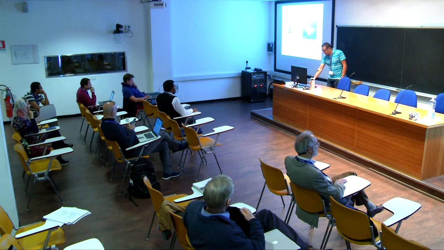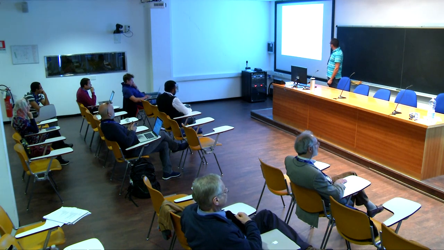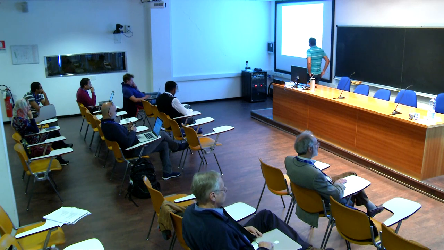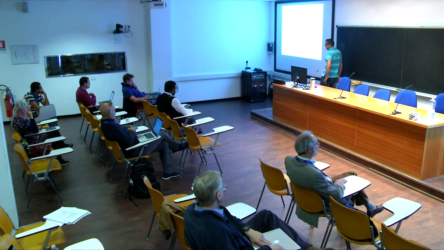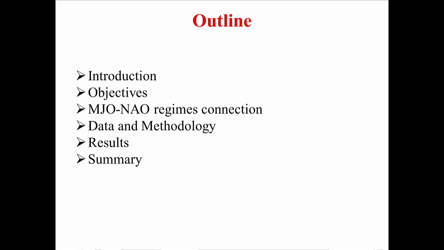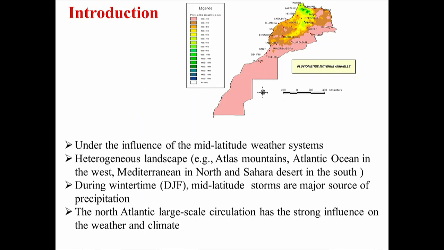So I will spend a lot of time talking about our understanding of this MJO and NAO regime connection, and I will also present some preliminary results that we have just produced recently. Let me first talk about my country and why we are interested in such a connection between MJO and NAO and its effect on precipitation. Morocco is located in the northwestern part of Africa.